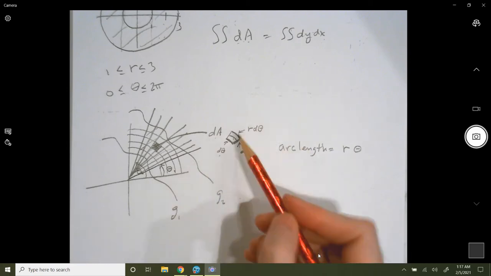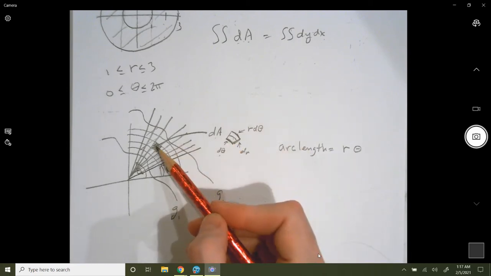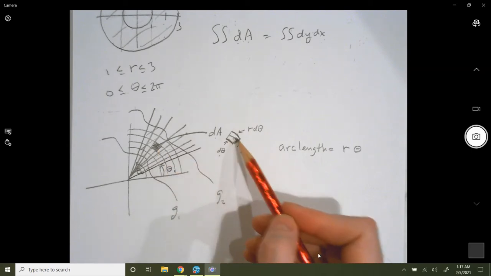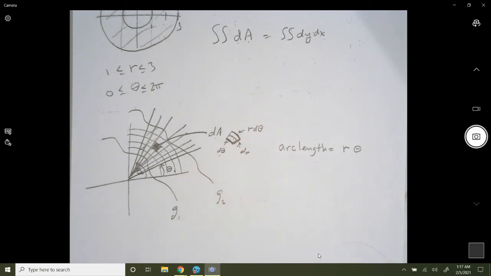Now you might think this one's bigger than this one, but when these become infinitely small, it really doesn't matter. It's almost like a Riemann sum. It doesn't matter if you take the right endpoint or the left endpoint. When they're infinitely close together, it doesn't matter.